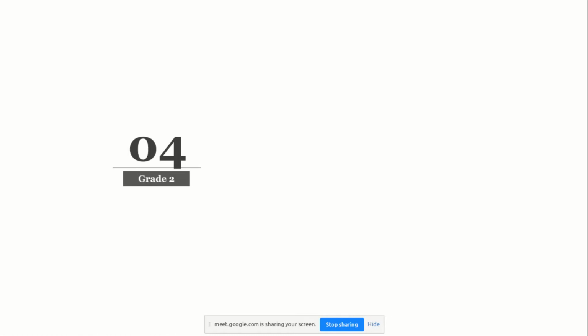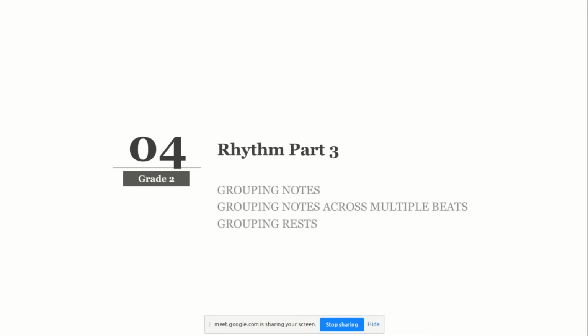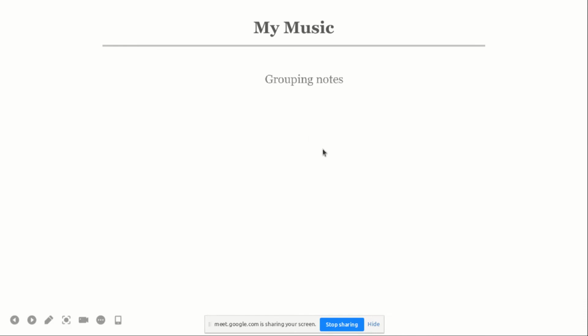Okay, so that is the third topic, the rhythm part 2. Now, the other part of rhythm in grade 2 is about grouping of notes, and then grouping notes across multiple beats, and then grouping rests. And then after this, we will be done with today's lesson.